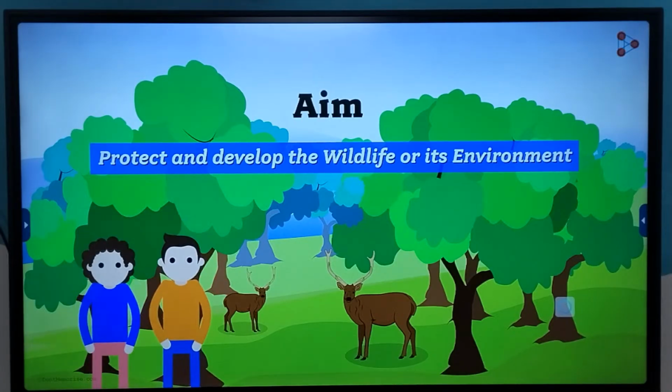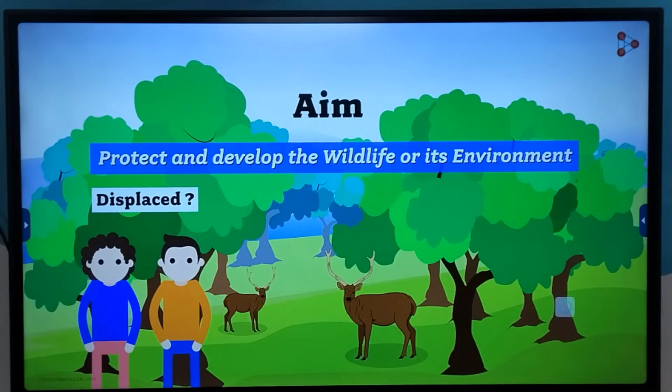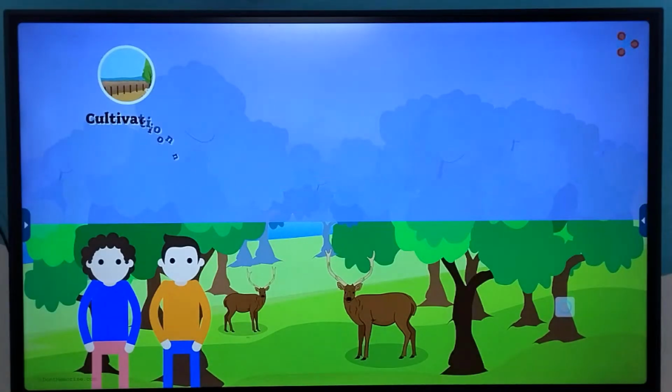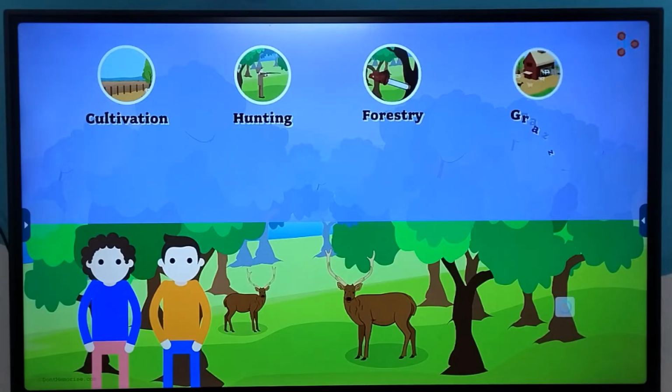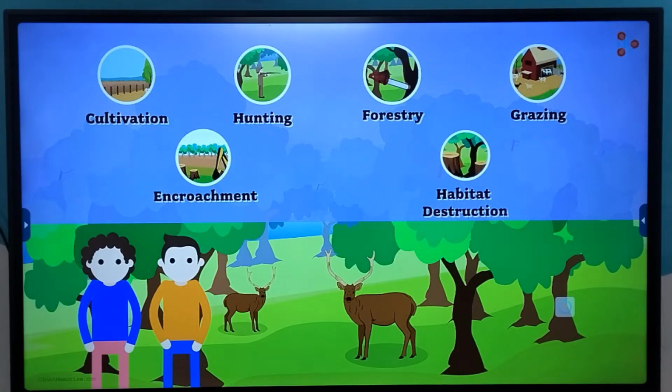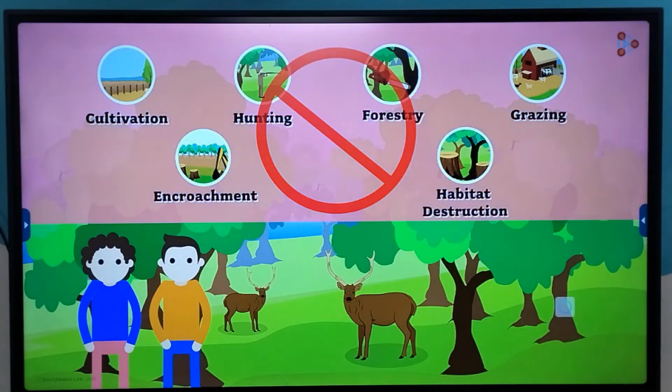Does that mean the people living in this area are displaced? Of course not. People who have their homes continue to live here, but there are strict rules and regulations to be followed by them. All kinds of human activities that damage the environment are prohibited in a national park. Which activities are we talking about? Cultivation, hunting, forestry, grazing, encroachment, and habitat destruction are strongly prohibited. If people living here require procuring of any forest produce, they need to ask the relevant authorities.